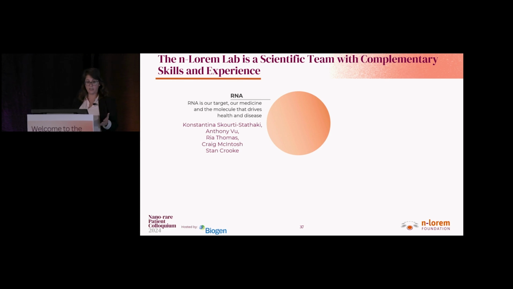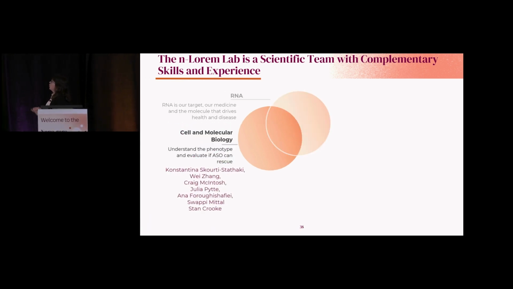It's really our target. This is what we're targeting. We're targeting mRNA. RNA is our medicine. And it's also really this beautiful molecule that drives health and disease. So we need to be able to understand it, tame it, and really use to our advantage its beautiful properties. We also need to know and understand and have expertise in cell and molecular biology. We need to be able to understand the phenotype of the cell, of what the disease causes, to ask the question, can an ASO really correct this phenotype? Can we really therapeutically intervene with an ASO?